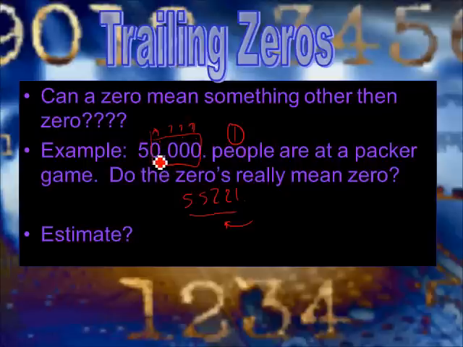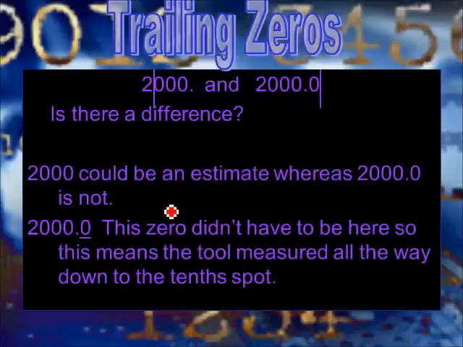Now, the question is when does a number become accurate? When does it become not so accurate? When is it an estimate? When is it used as a measurement? And there's my rounding line, I plopped that on there. So is there a difference between 2,000 and 2,000 with a decimal? This is how we will deal with it in this class. 2,000 could be an estimate, whereas 2,000.0 is not.